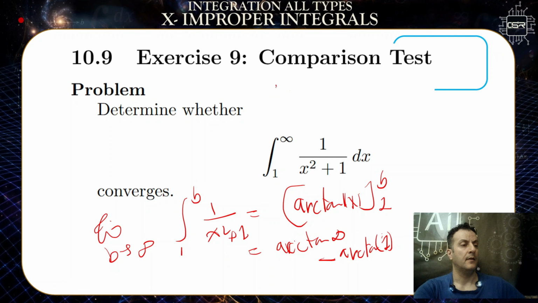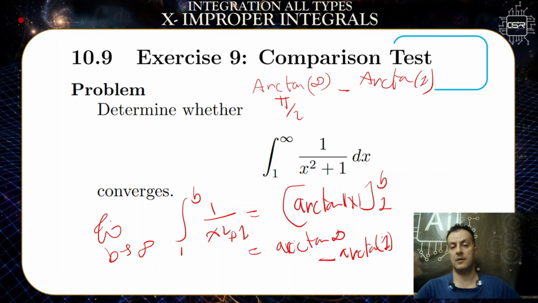Now, first, arctan of infinity. For which angle does the tangent become infinity? For 90 degrees, because sine pi over 2 is 1 divided by cosine pi over 2, which is 0. 1 over 0 gives us infinity. So that would be pi over 2 minus arctan 1. Arctan 1 means sine equal cosine. In such a case, the angle would be pi over 4, 45 degrees. Hence, the answer is pi over 4 and it converges.